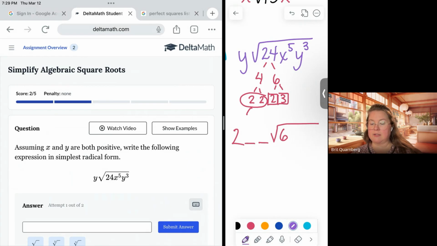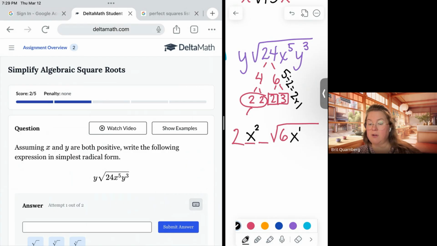Now I'm going to do the x's. So the x's, I'm going to do 5. How will I do it? Do sideways. 5 divided by 2 is 2 remainder 1. So on the outside, I'll have 2 x's that come out and 1 that remains inside.